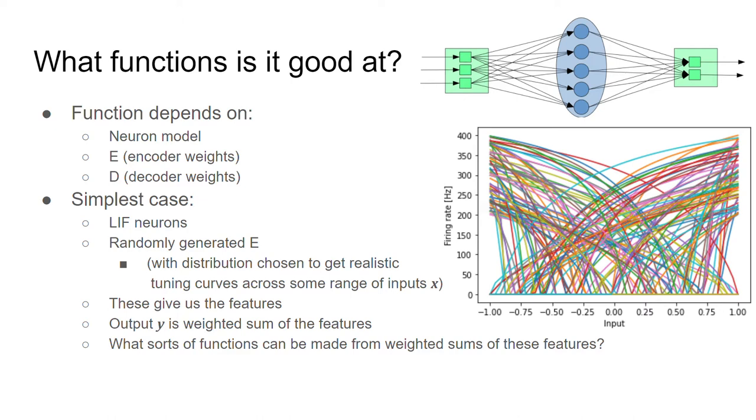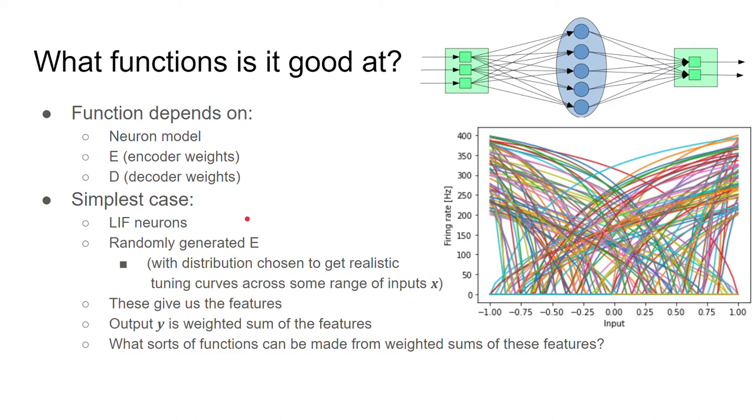There's certainly the general principle with neural networks that if you make this middle layer large enough and you have enough features, then sure, you can approximate any function you want. That's exactly what the perceptron people were talking about way back at the beginning of the course. But in this particular case, if we've got a particular neuron model, we've got encoders, and we're randomly generating these encoders, there's actually a couple things that we can end up saying here.